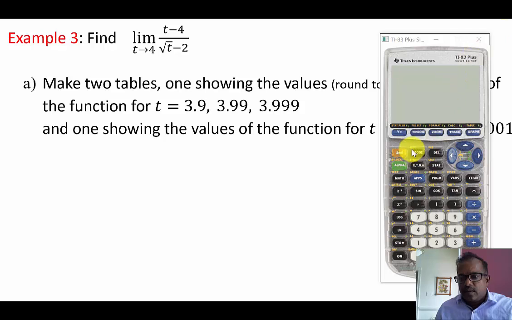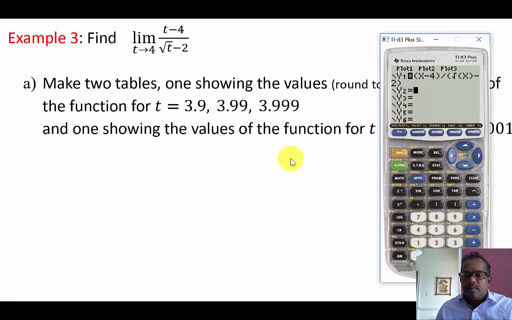So in the calculator you go to Y equals and enter this formula. Instead of t, I'm going to use x. Put a parenthesis for the numerator, x minus 4, divided by, put a parenthesis for the denominator, the square root of x minus 2, close that parenthesis, press enter. So you enter your formula.